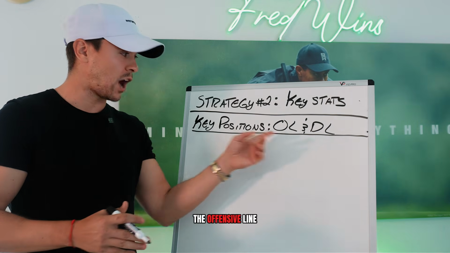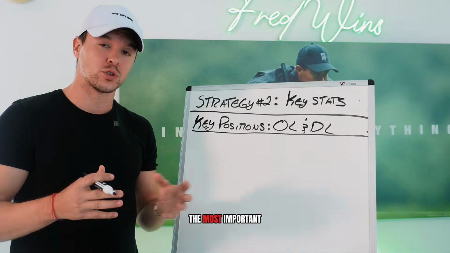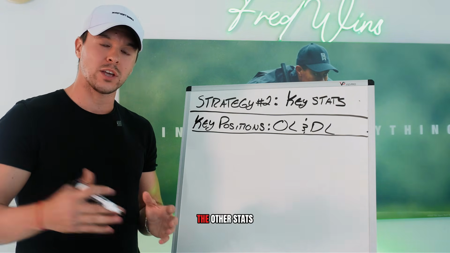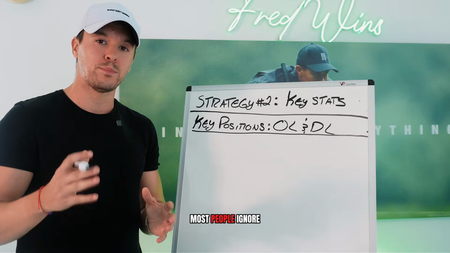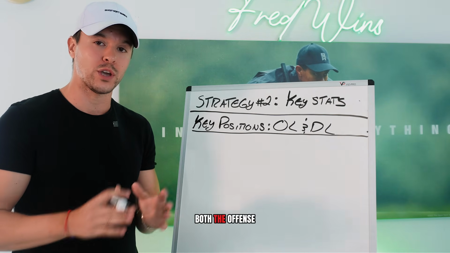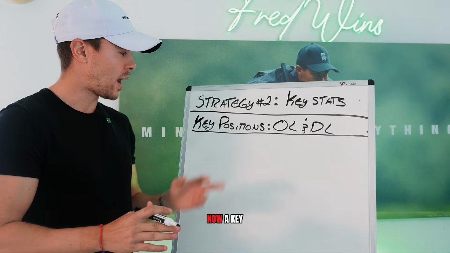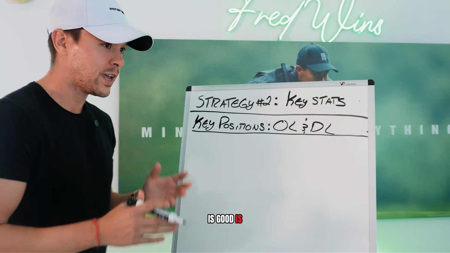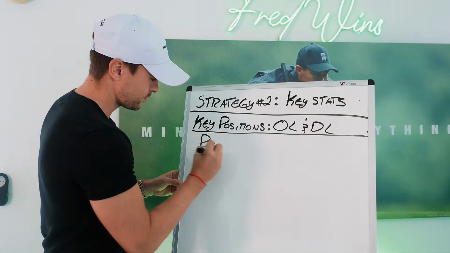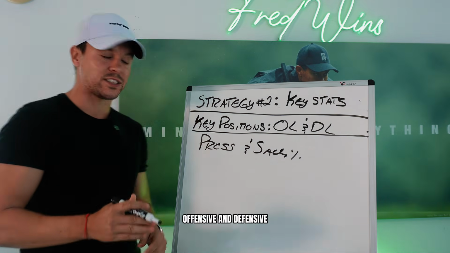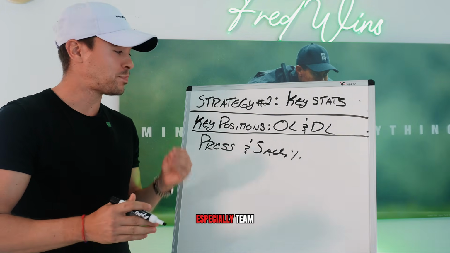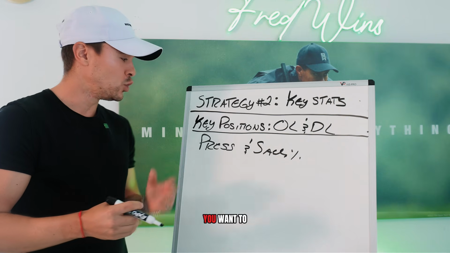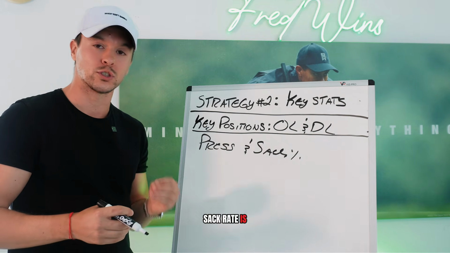Now that we understand that the offensive line and the defensive line are one of the most important positions, and we covered third down and red zone efficiency, let's talk about the other stats that matter, that most people ignore. And remember, we're looking at both the offense and defensive side of things. Now, a key stat that tells you whether an offensive line or defensive line is good is pressure and sack rates. Both offensive and defensive is important to keep an eye on, especially when you're facing a team that relies a lot on the running game. You want to know how that pressure and that sack rate is going to be.